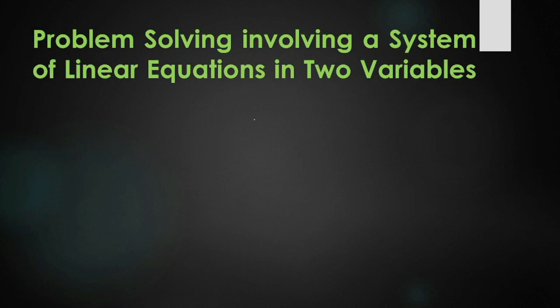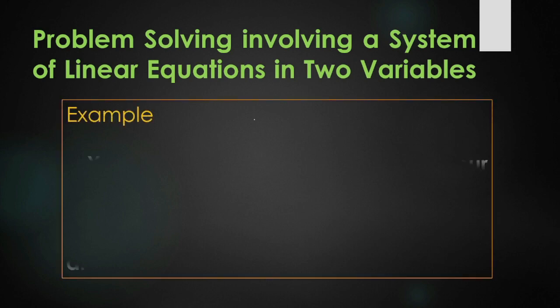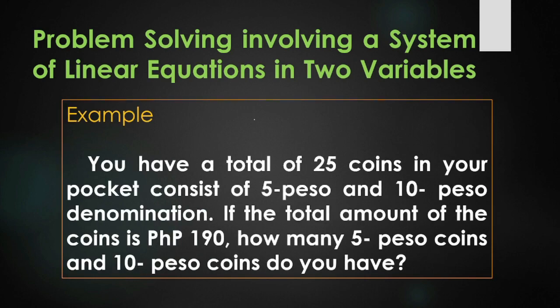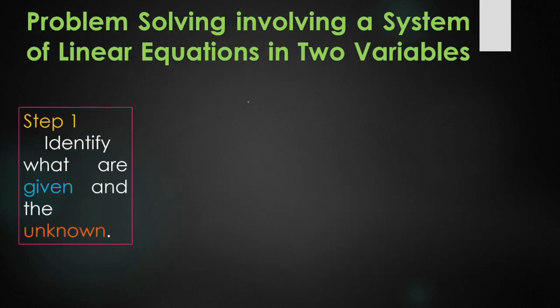Let us have an example on problem solving involving a system of linear equations in two variables. So this is our problem. You have a total of 25 coins in your pocket, consisting of 5 peso and 10 peso denomination. If the total amount of the coins is 190 pesos, how many 5 peso coins and 10 peso coins do you have? To solve the problem, here is our first step. Identify what are given and the unknown.